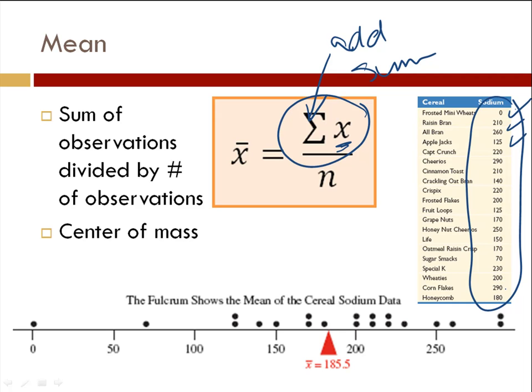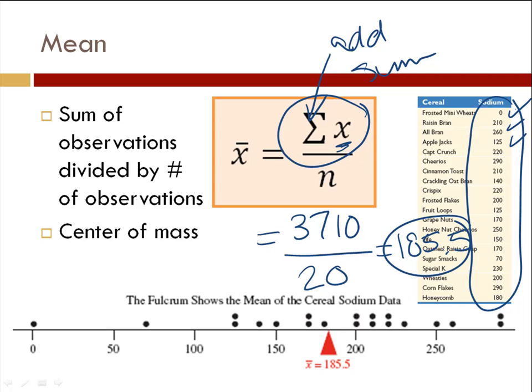So we would go through and we would add 0 plus 210 plus 260 plus 125 and so on and so forth. We would put those 20 values into our calculator, and when we do that we would get 3710. And then since we have 20 data values here, we would divide that by 20. Our mean of these data values would be 185.5.